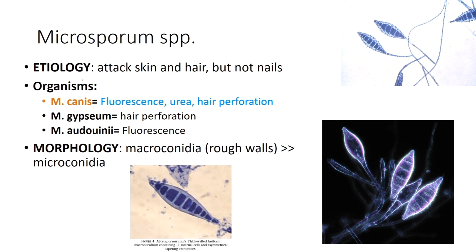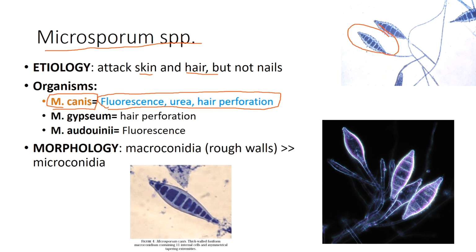So Microsporum is our last group of our dermatophytes. And so this is something that attacks your skin and your hair. Do you see phyton in there? So it doesn't do nails, it does the other two, skin and hair, which is nice. This is more commonly associated with Microsporum canis. So this is something that fluoresces, it has urea, and it has hair perforation. And this is what this guy looks like.